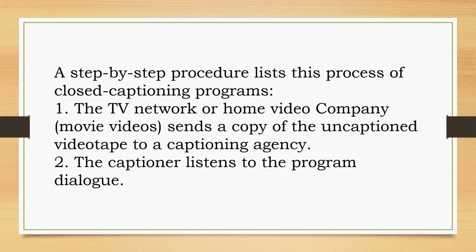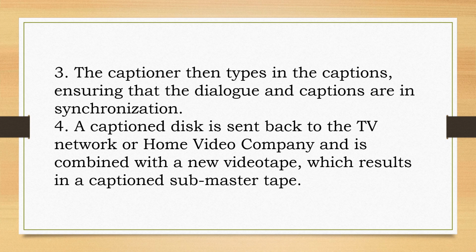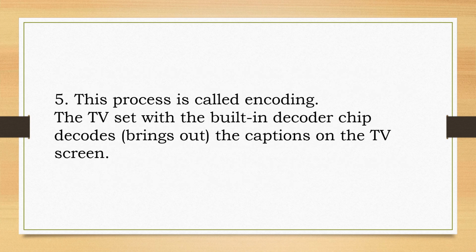1. The TV network or home video company, movie videos, sends a copy of the uncaptioned videotape to a captioning agency. 2. The captioner listens to the program dialogue. 3. The captioner then types in the captions, ensuring that the dialogue and captions are in synchronization. 4. A captioned disc is sent back to the TV network or home video company and is combined with a new videotape, which results in a captioned submaster tape. This process is called encoding. 5. The TV set with the built-in decoder chip decodes, brings out, the caption.